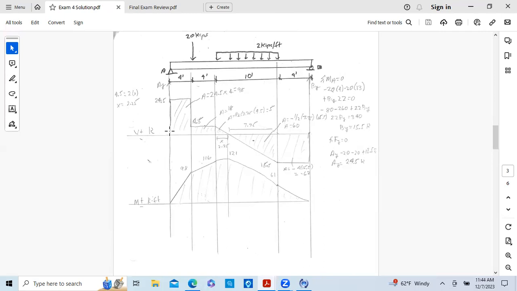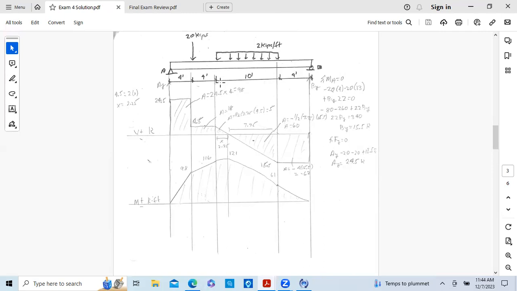.5, 20 takes us down to 4.5. It's constant here. So we go over to this line of discontinuity. So this is 4.5. So again, okay, we're at 10 feet. We're going to drop 2 kips per foot. So we're going to drop 20.